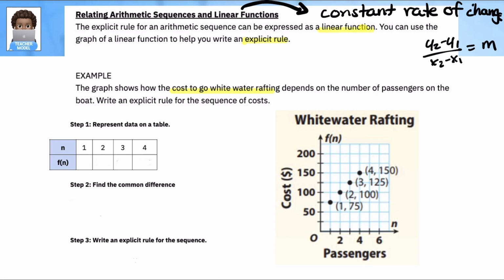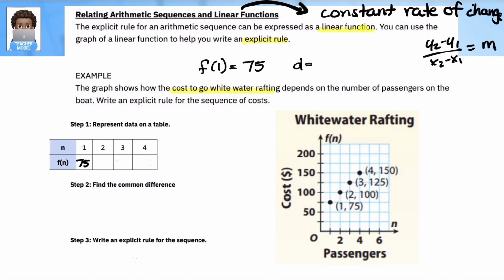Okay, so we're going to start off by trying to identify. We need 2 things. We need to know what f of 1 is, and we need to know what the common difference is. Those are our 2 numbers to start off. So the easiest way is to look at your graph and try to identify when x is equal to 1, just our starter value, f of 1. So when x is 1, what is the other number? So when there's 1 passenger, there is 75. That is the cost. So that is our first number that we need.